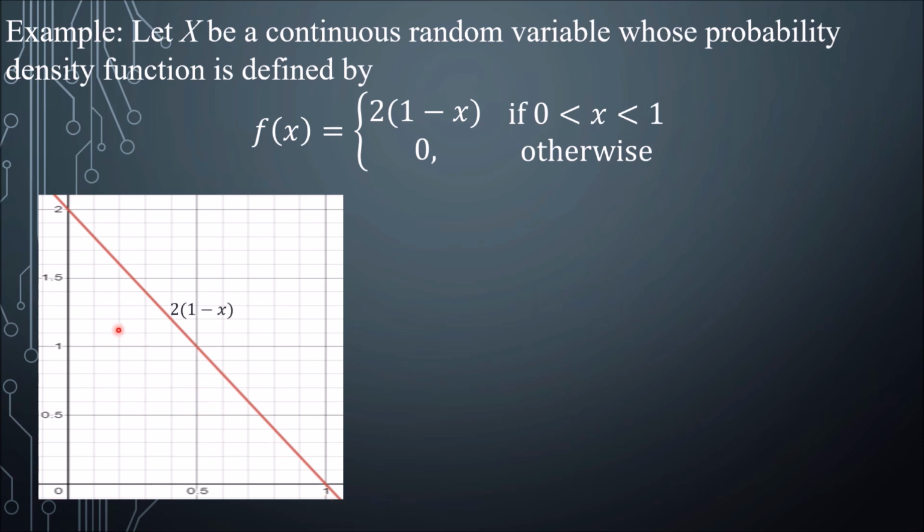Now computing the area of this triangle, we have the height is 2. The base is 1. So 2 times 1 is 2, divided by 2 is 1. So the area of this is 1. And as you can see, the value of the probability function is non-negative. So all in positive. The area belongs to the positive.